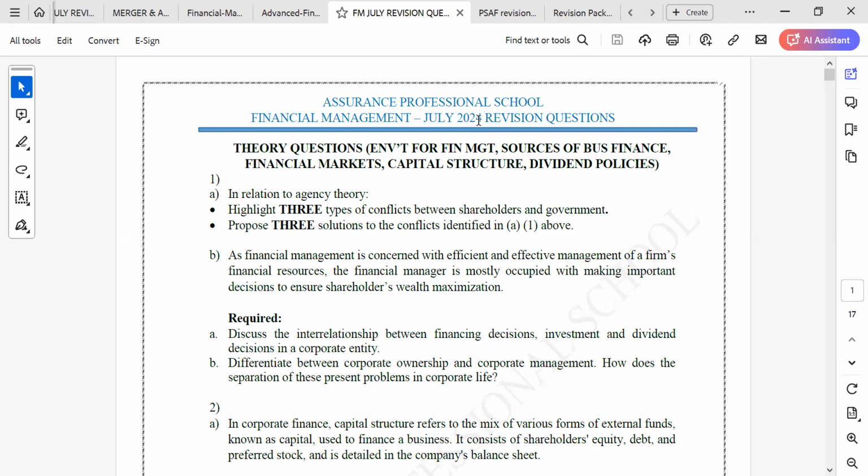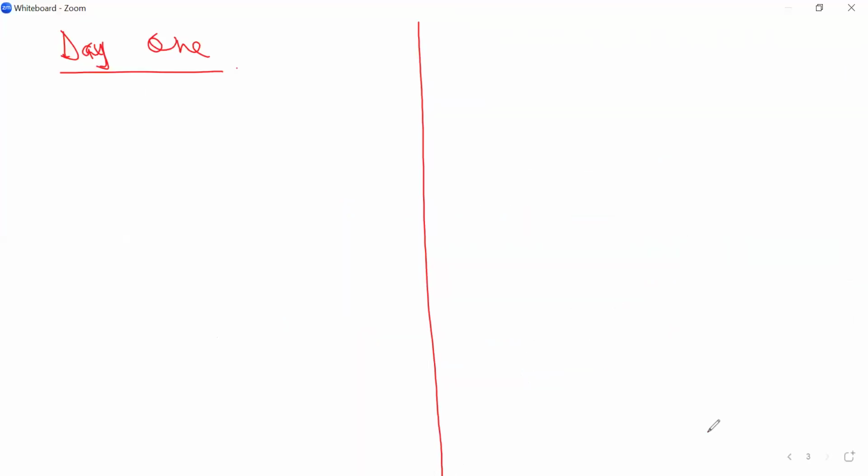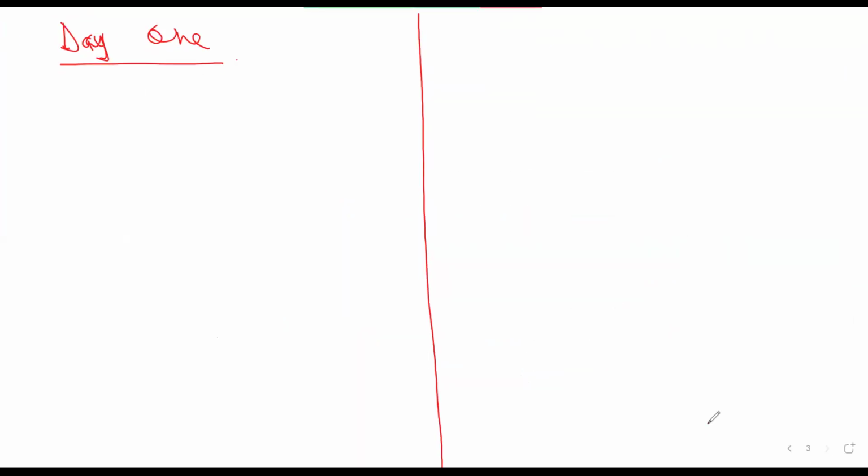Okay. All right. So these conflicts are being grouped under five basic headings. We are going to be looking at them.